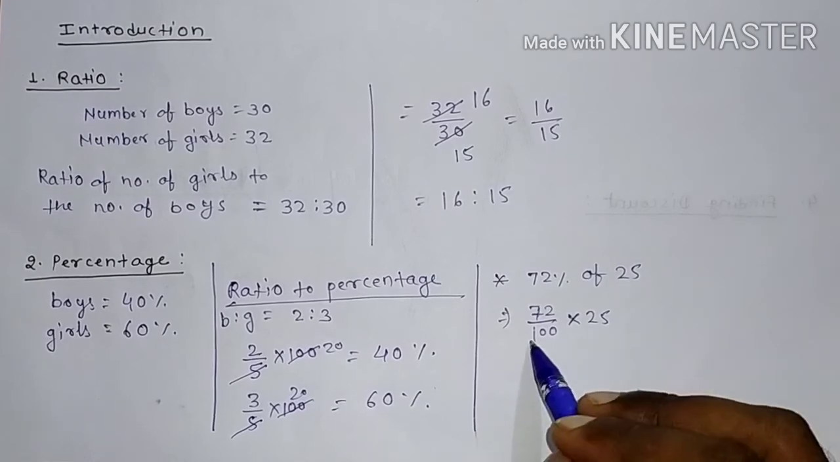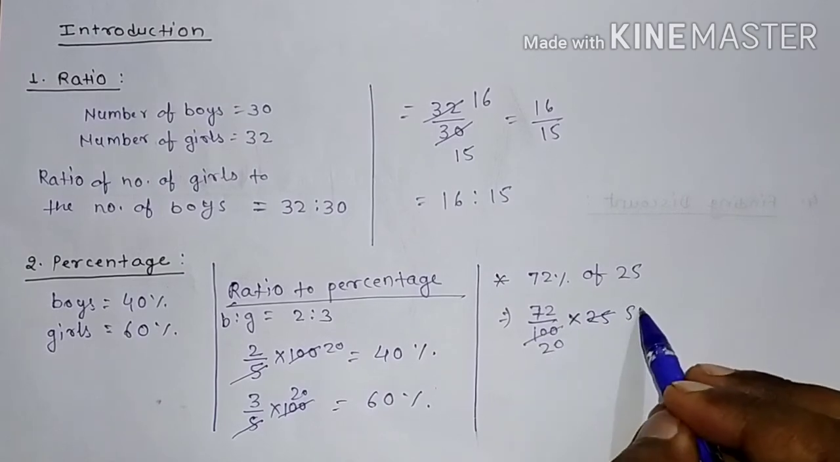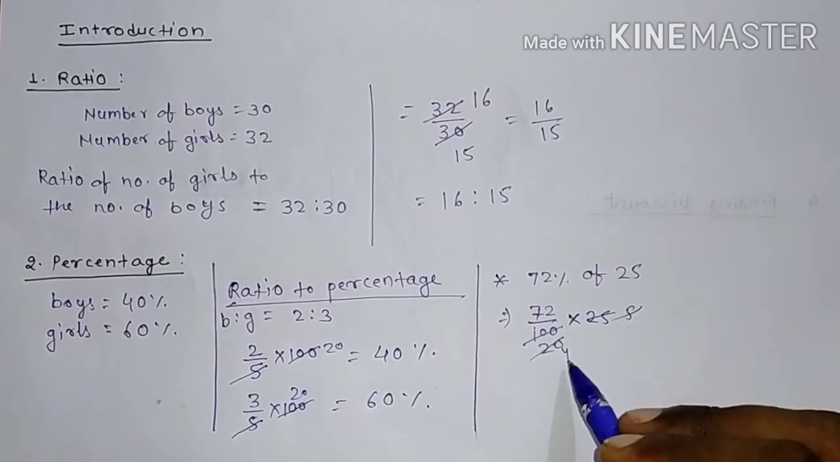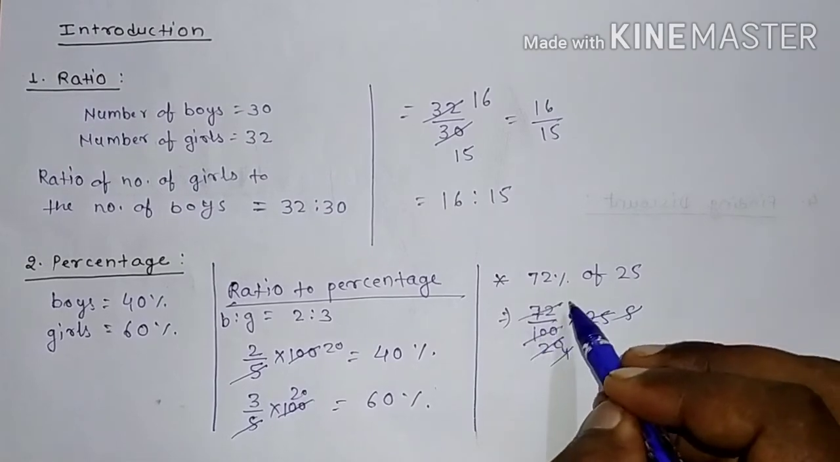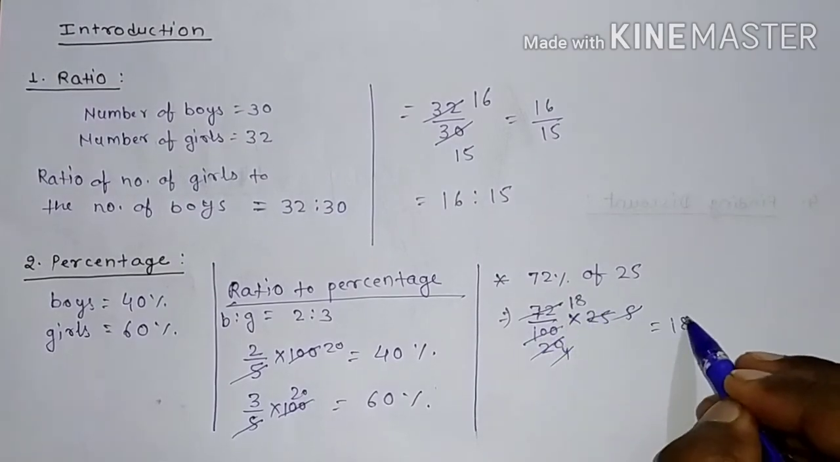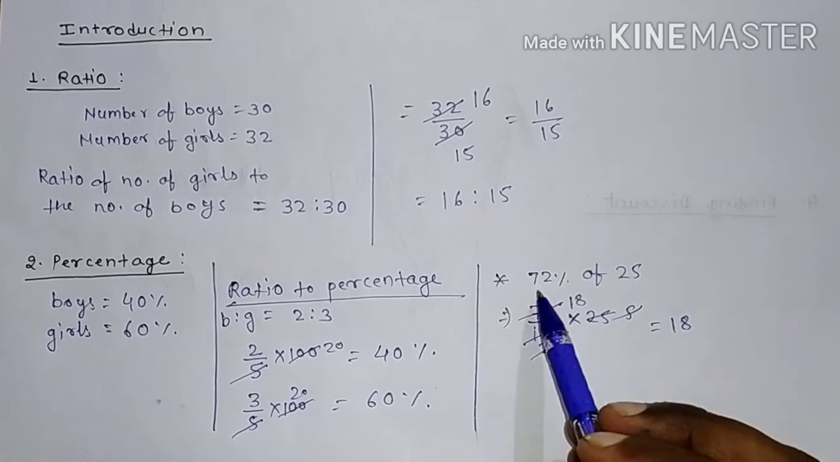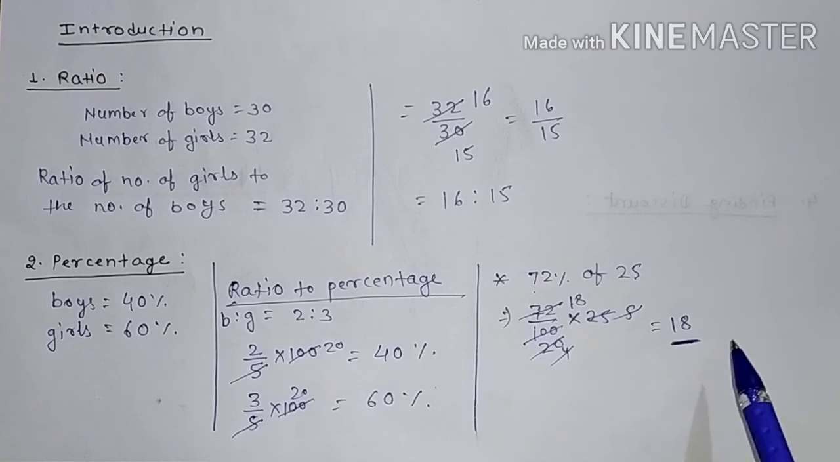So just solve it. 5 5 is 25, 5 2 is 10, 20. Again 5 4 is 20. 4 and 72 just cancel out. 4 1 is 4, 4 8 is 32. So 18. So 72% of 25 is 18. Okay. Now this is the introduction of percentage.